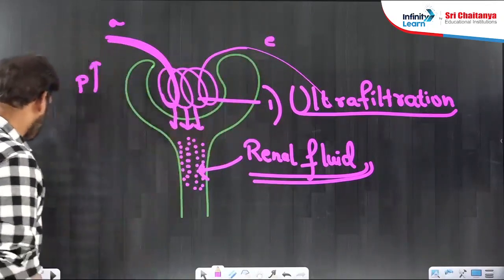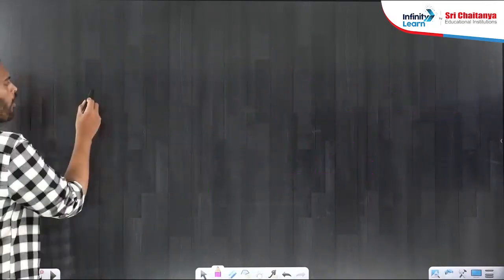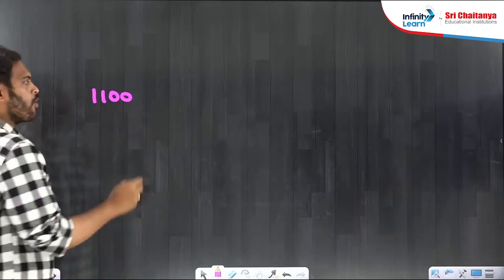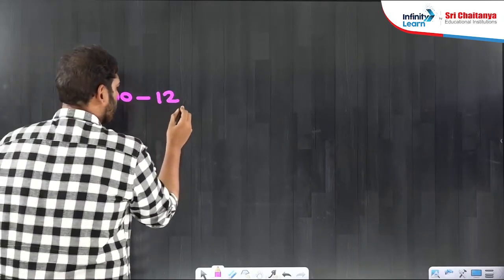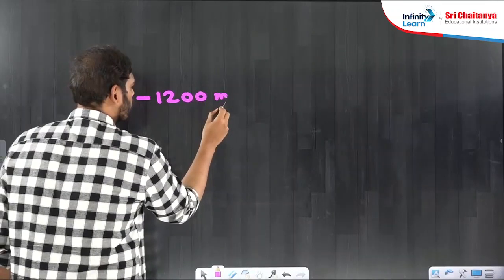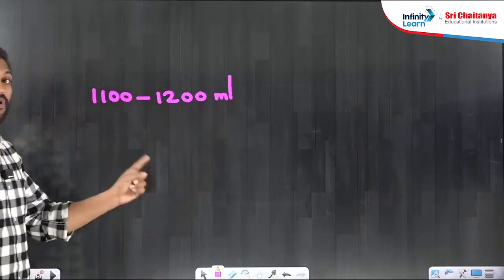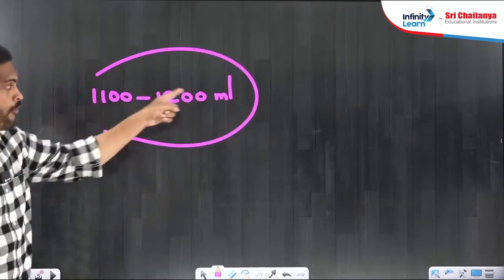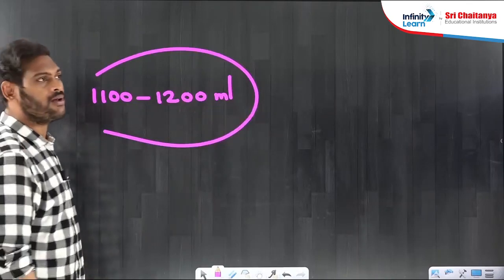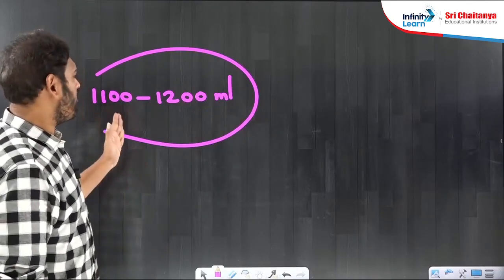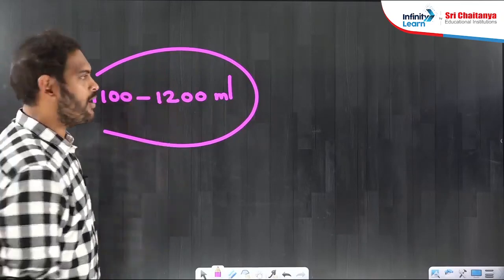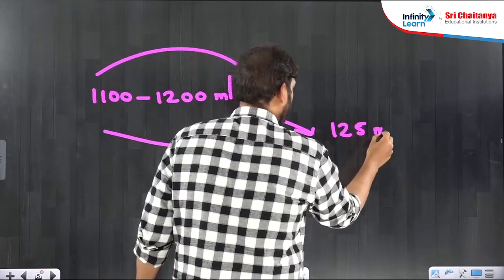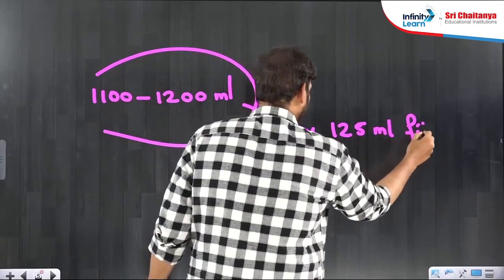Okay. Now, the thing was, per minute, almost 1100 to 1200 ml of blood was filtered in kidneys, and of which, I'm telling you again, per minute 1100 to 1200 ml of blood was filtered and almost 125 ml of filtrate was formed.